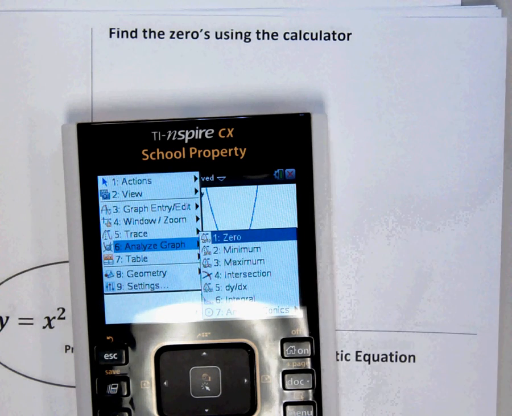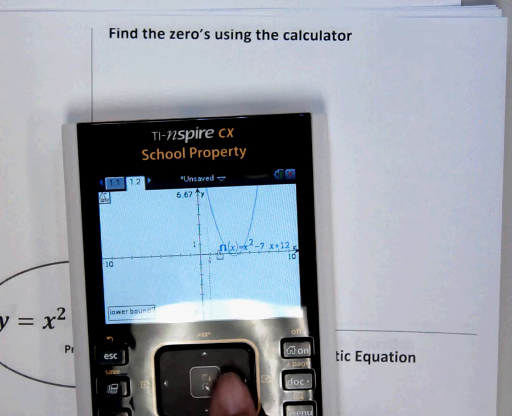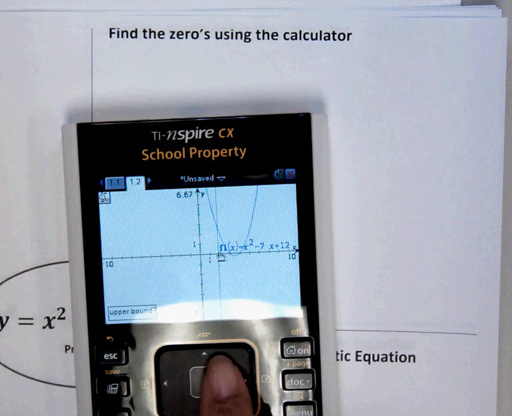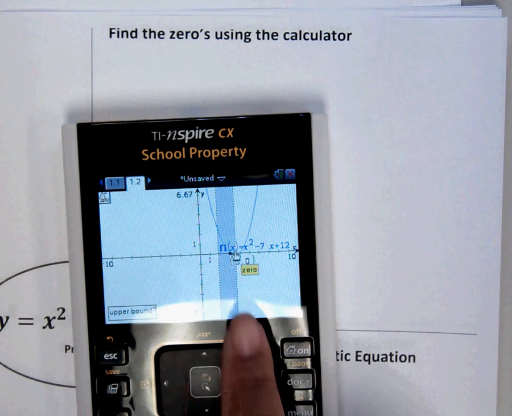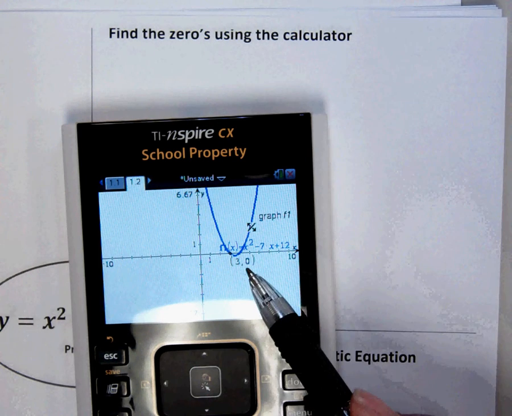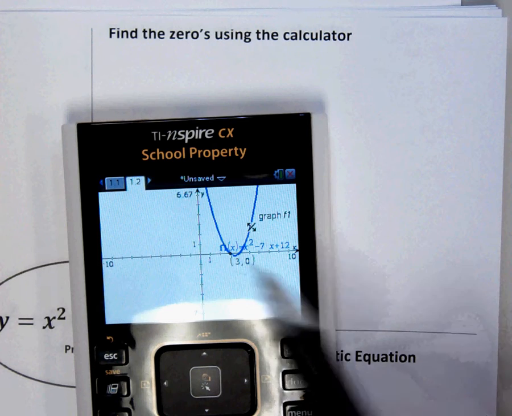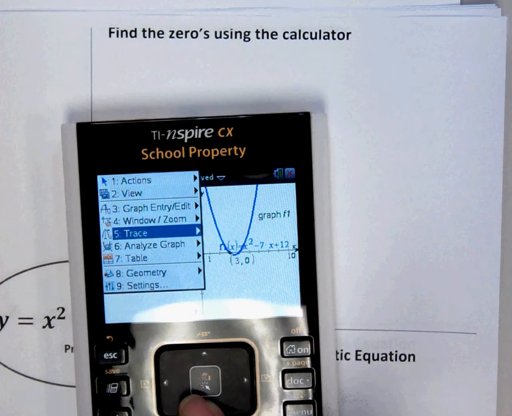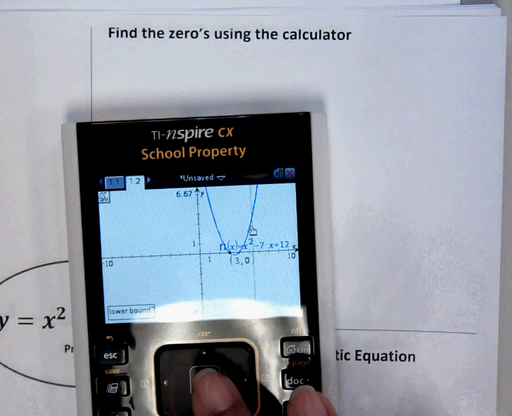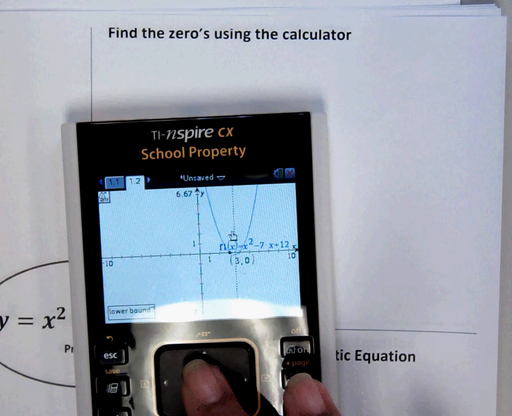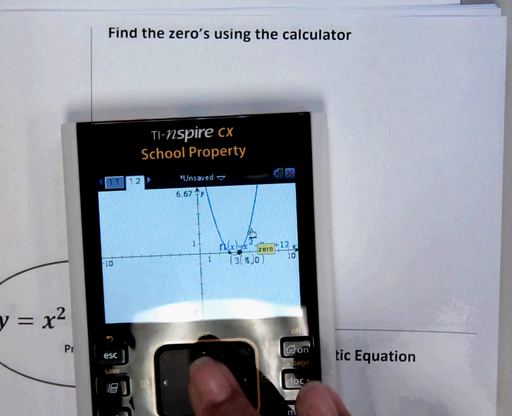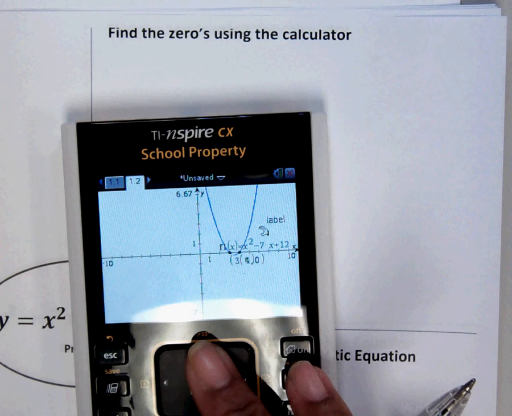And guess what it's asking for? Zeros. Voila. Press 0. Well, that's what we're asking for, and that's what the calculator says. So click here on the left side, scroll over until you get to the right side of it and click, and then there it is, 3, 0. Now to find the other one, menu, go down to Analyze, go to 0 again, but this time the left is going to be here in the middle because I want to get the last point. So click, then drag over, click, and there it is, 4, 0.